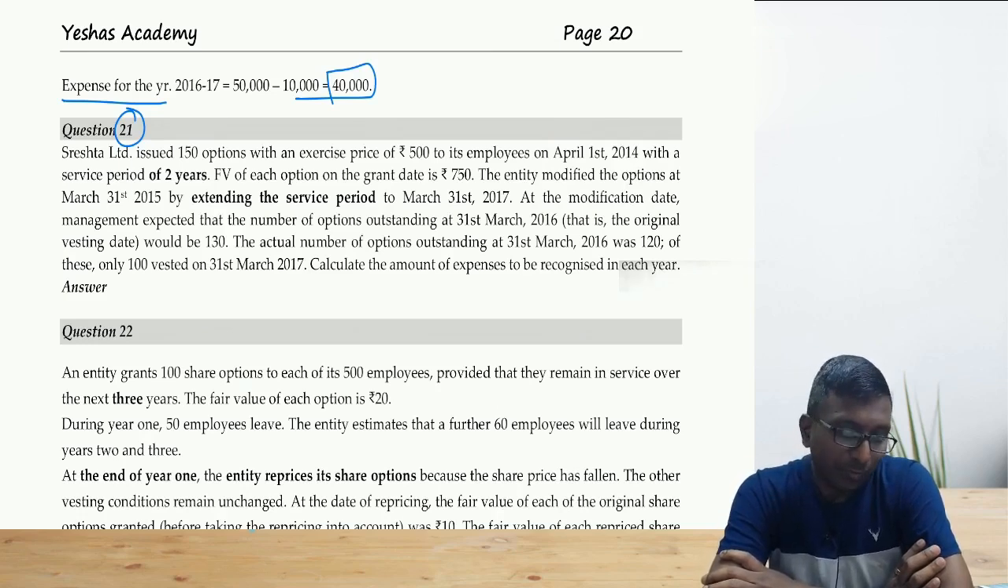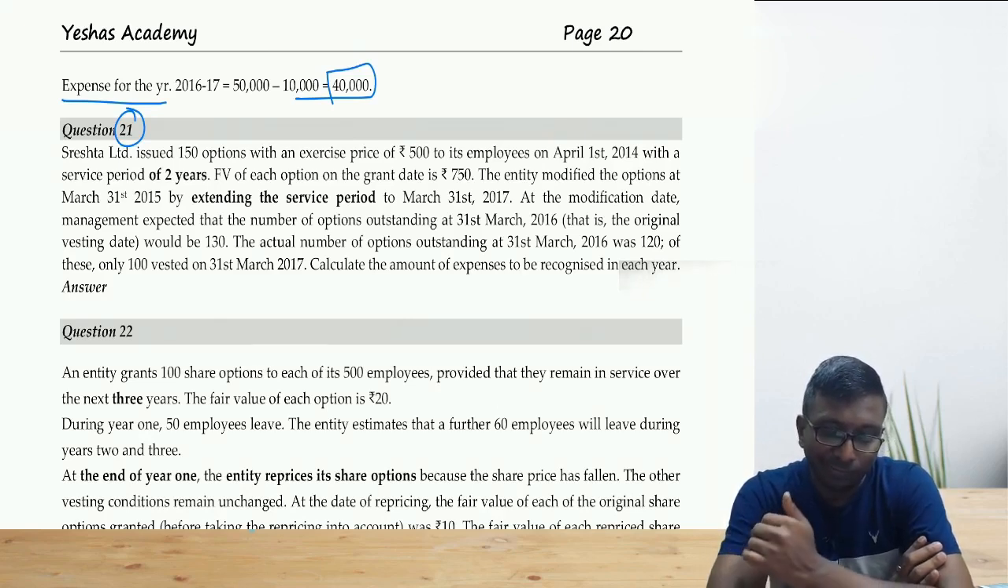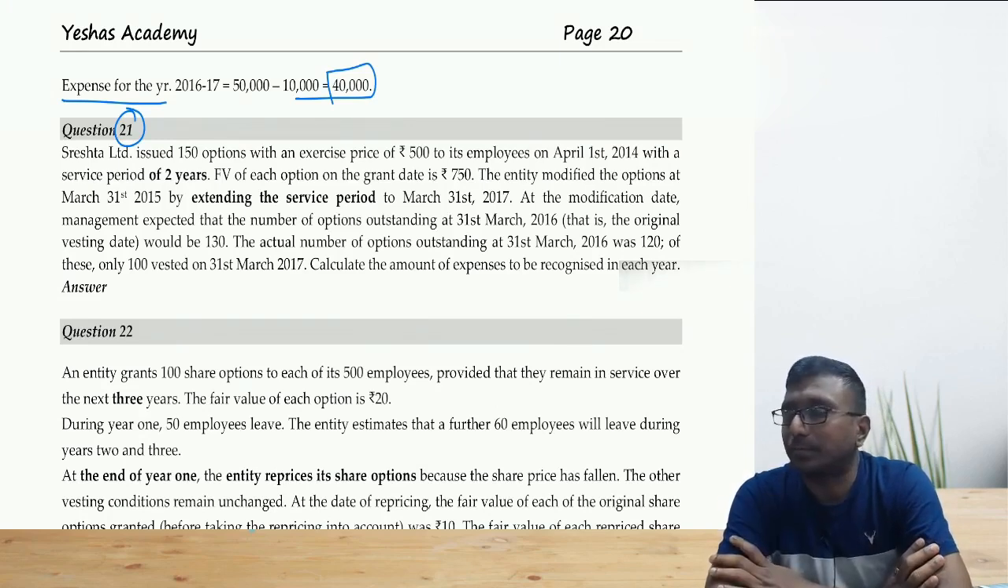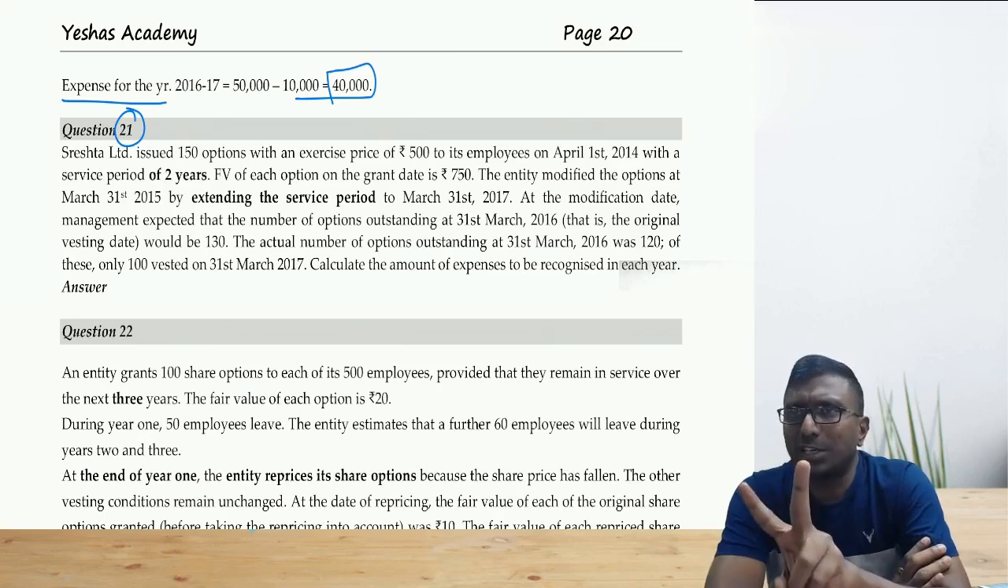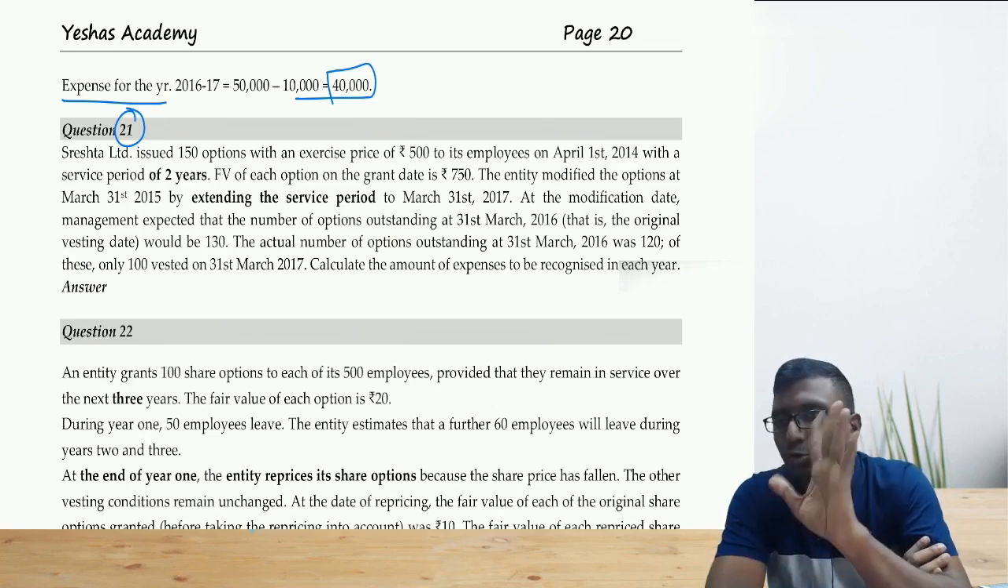Correct. So at the modification date, management expected that number of options outstanding on 31st March 2016, that is the original vesting date, would be 130. But the actual number on 2016 is equal to 120. Out of this, only 100 people were there at 17. What should you do? The original is 2 years. In 2 years you should charge it off.